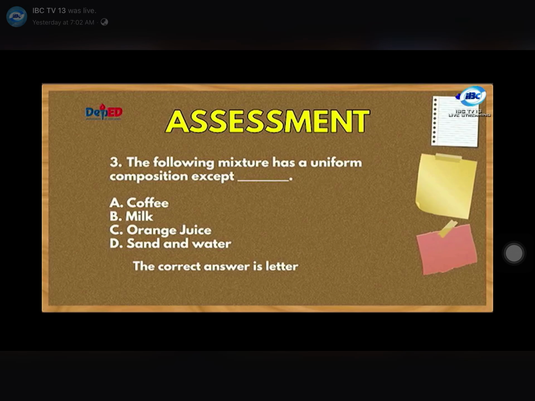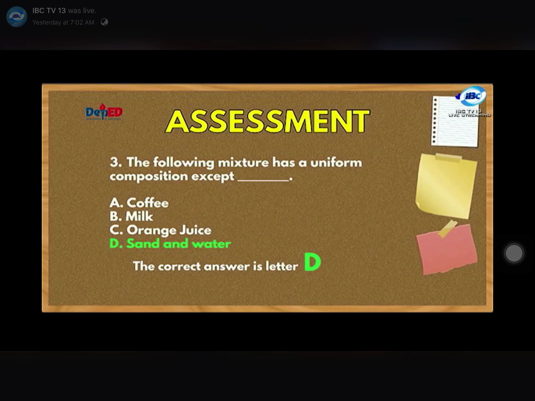Number 3. The following mixture has a uniform composition except blank. Letter A, coffee. Letter B, milk. Letter C, orange juice. Letter D, sand and water. The correct answer is letter D.